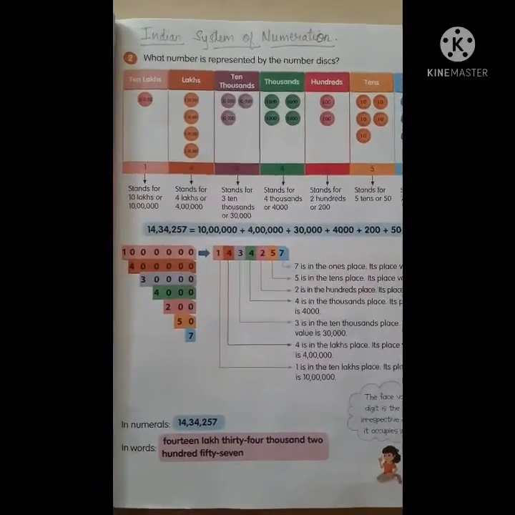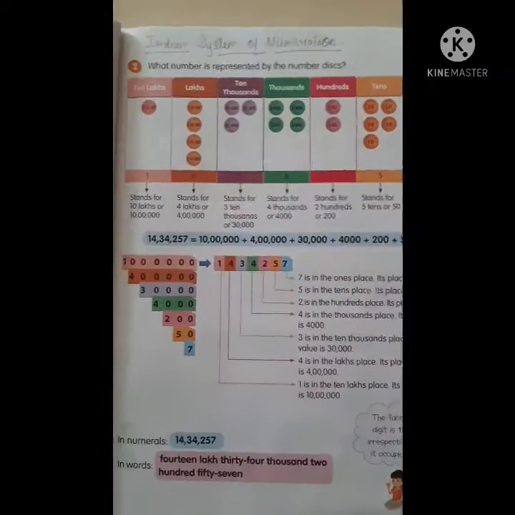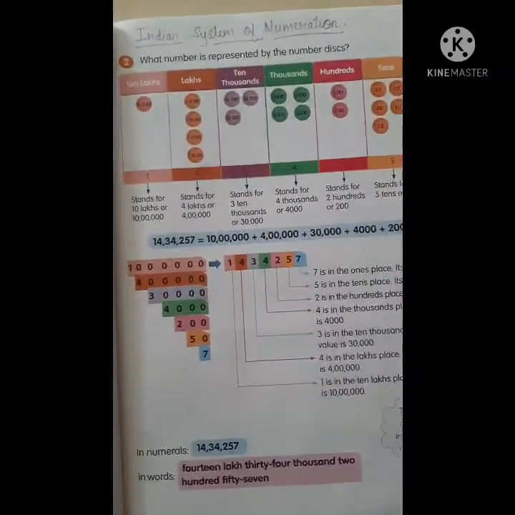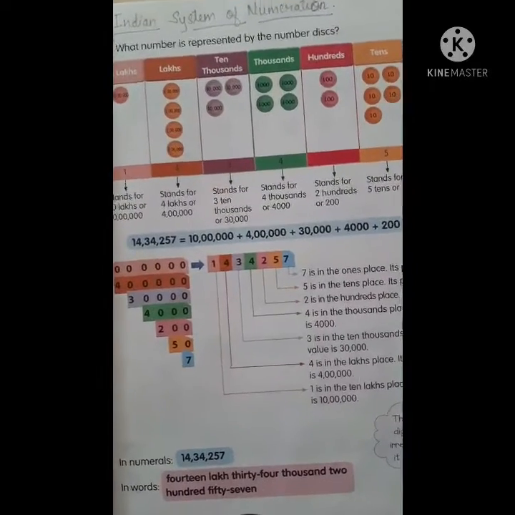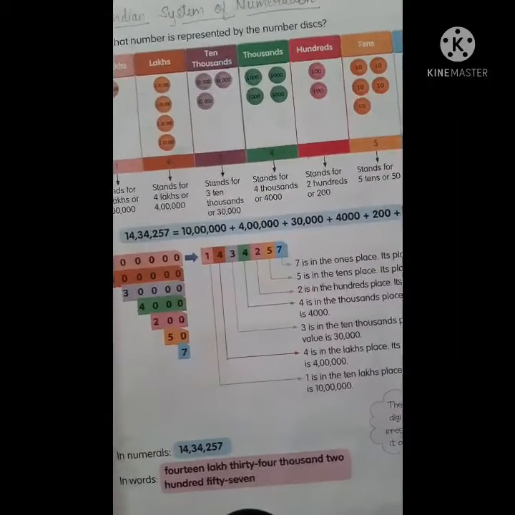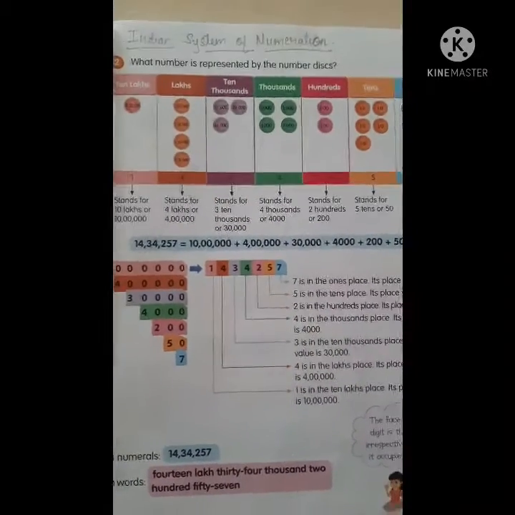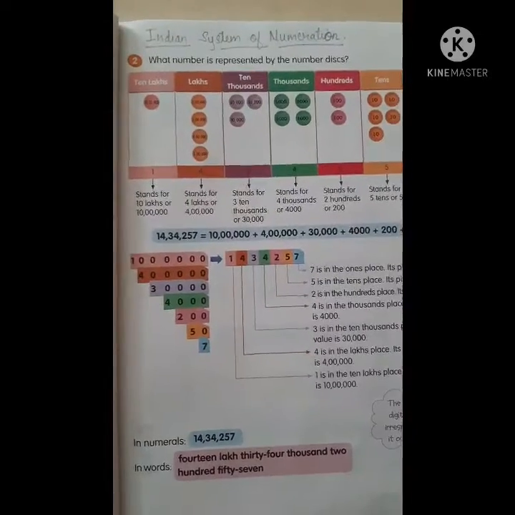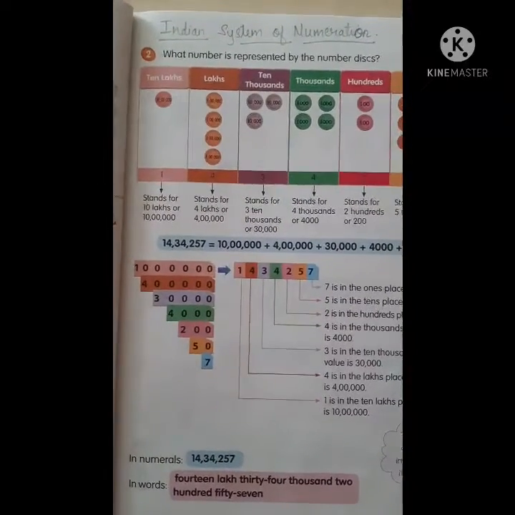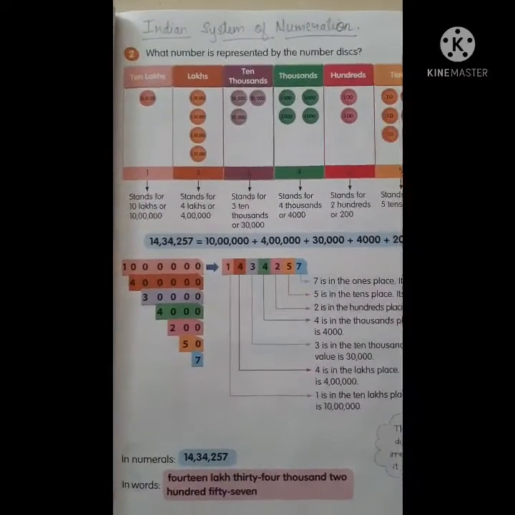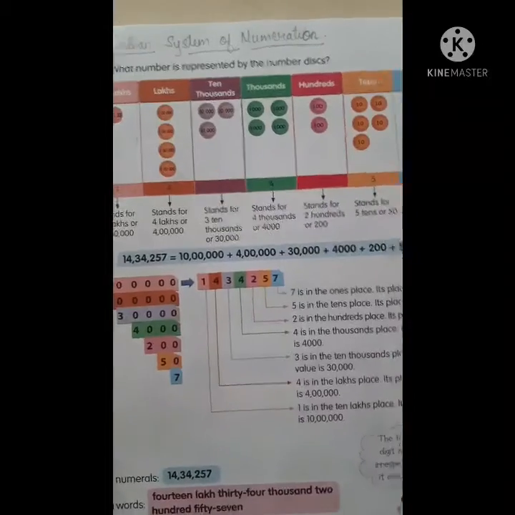Good morning students. In this video we are going to see the second part of the first chapter. In the first video we saw the place value and face value of the digit and what a large digit number is. Now we are going to see the Indian system of numeration.